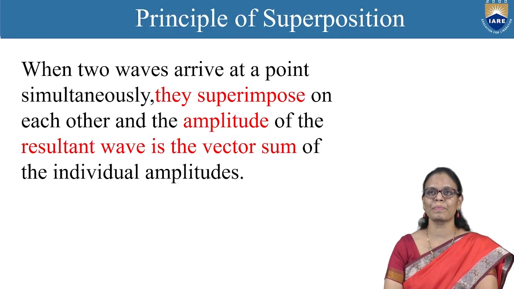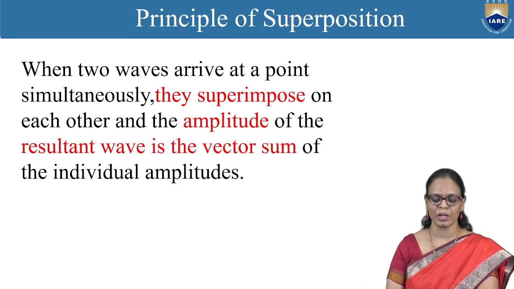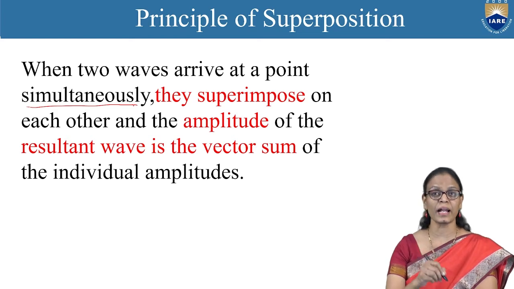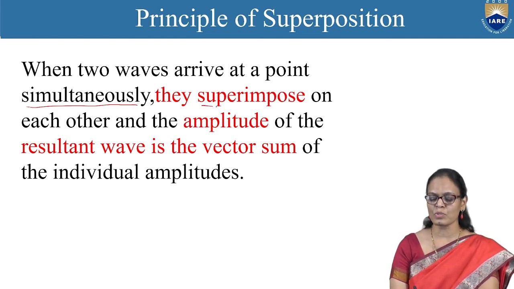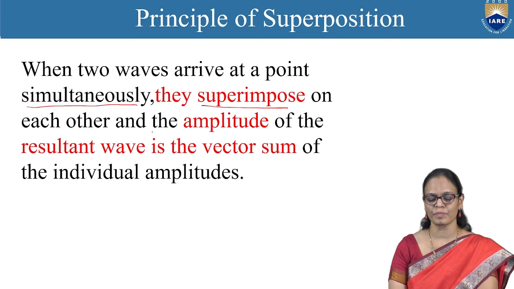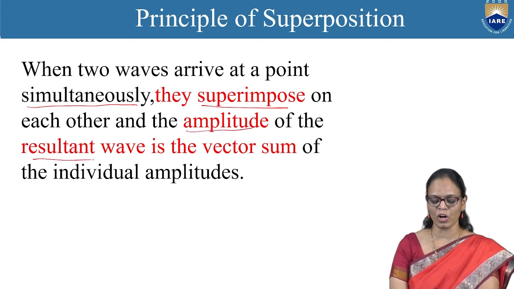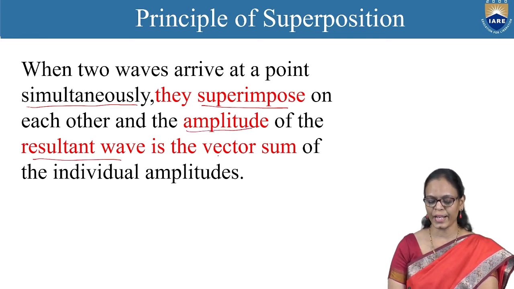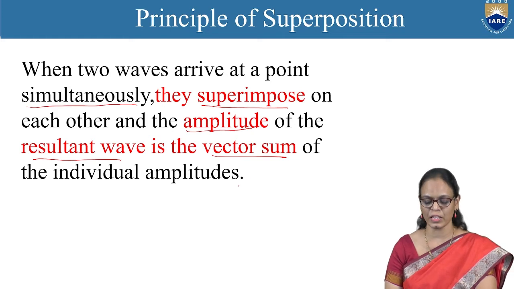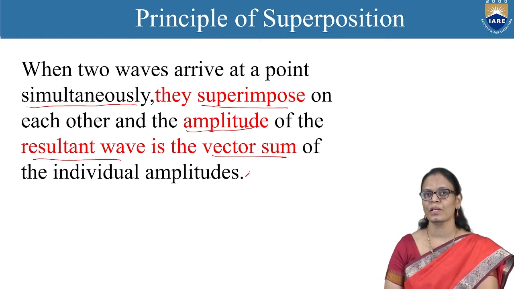Now coming to the principle of superposition. When two waves arrive at a point simultaneously, means at the same time, they superimpose on each other and the amplitude of the resultant wave is the vector sum of individual amplitudes. So we need to understand certain terms here. First thing is the amplitude, and then we will also understand what is the vector sum.